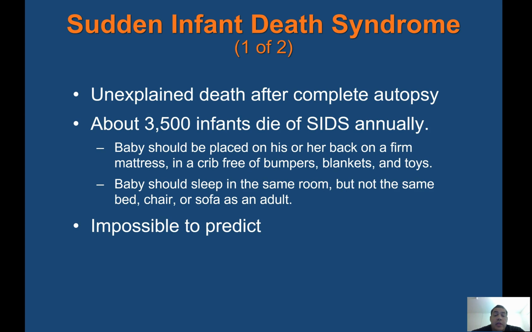So, sudden infant death syndrome: unexplained death after complete autopsy. About 3,500 infants die of SIDS annually. The baby should be placed on his or her back on a firm mattress in a crib free of bumpers, blankets, and toys. The baby should sleep in the same room, but not the same bed, chair, or sofa as an adult. This is impossible to predict. You guys might run into these in your career. Hopefully not, but it does happen occasionally.